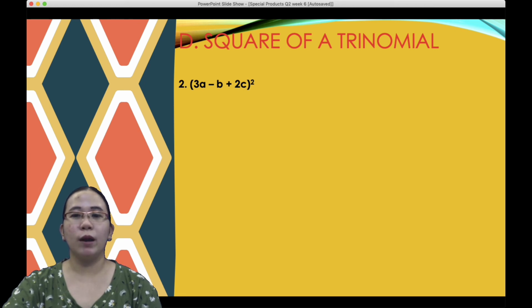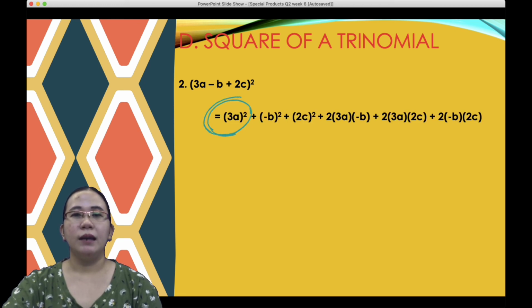First, we need to square 3a. 3a times 3a is equal to 9a squared. Second step, we need to square negative b. Negative b times negative b is equal to positive b squared. Third step, we need to square 2c. 2c times 2c is equal to 4c squared.